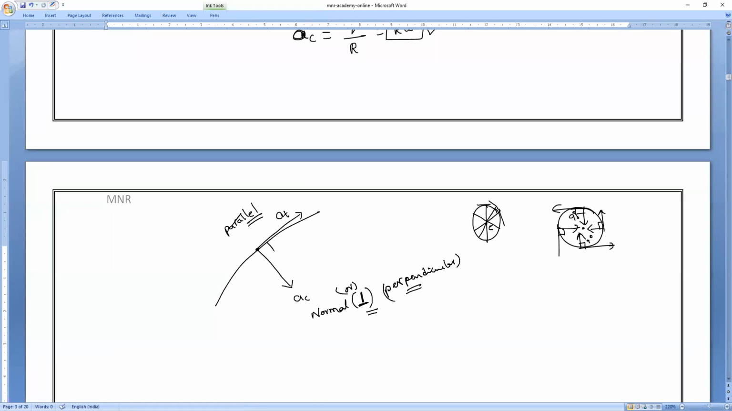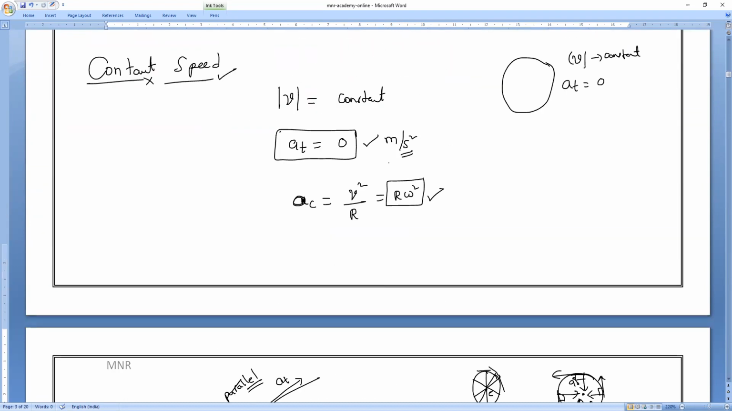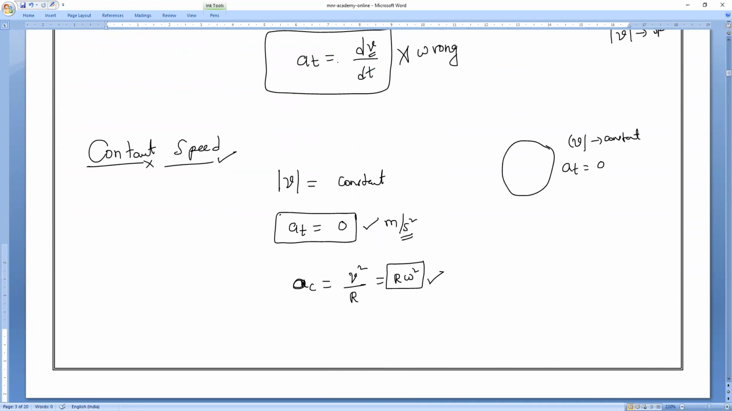And what is the angle between them? Always 90 degrees. That is what you have to remember. So if there is no change in speed, only one acceleration exists. What is that acceleration, everyone? Centripetal acceleration.